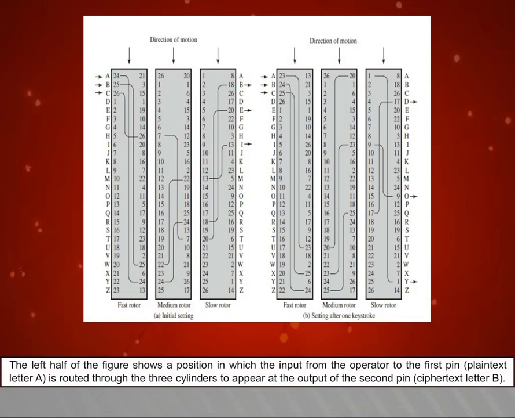The left half of the figure shows a position in which the input from the operator to the first pin, that is plain text letter A, is routed through the 3 cylinders to appear at the output of the second pin, that is ciphertext letter B.